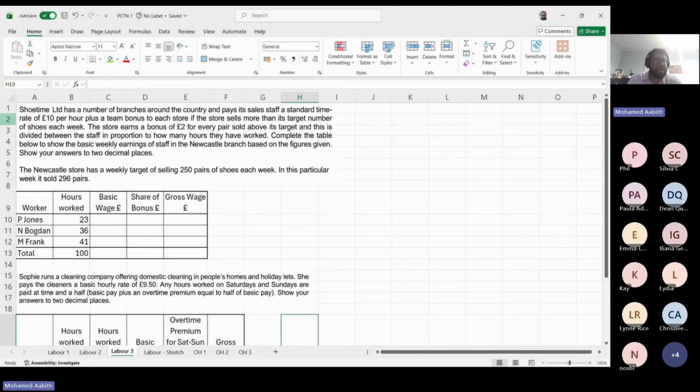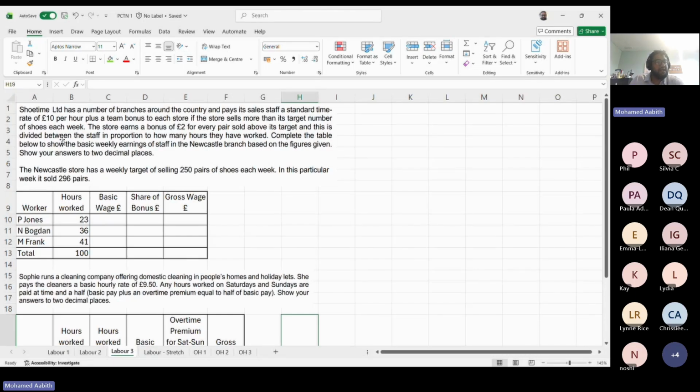the group bonuses. Shoe Time Limited has a number of branches around the country and pays its sales staff a standard time rate of £10 per hour, plus a team bonus to each store if the store sells more than its targeted number of shoes each week. The store earns a £2 bonus for every pair sold above its target. This is divided between the staff in proportion to how many hours they have worked. So if you earn the bonus, it depends on how many hours you do. The more hours you do, the more share you're going to get.